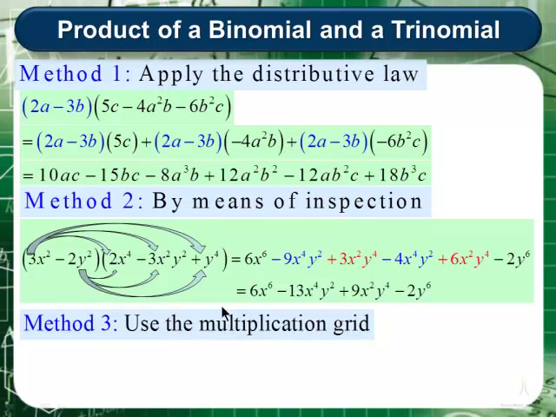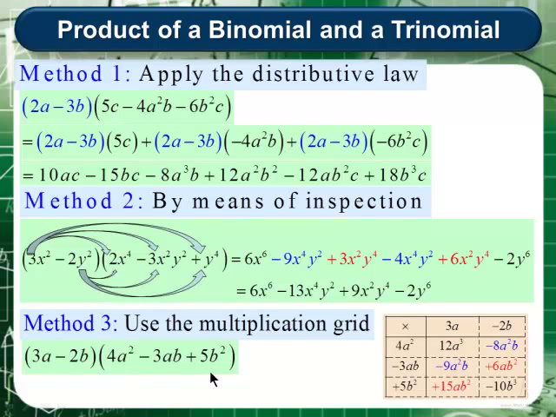In the third example, we may also apply the multiplication grid as before when we multiply a binomial and a trinomial together. So let's have a look at this example of the product of a binomial and a trinomial. In this case, we set up our grid by listing the terms of the left-hand side binomial, 3a and minus 2b, as the first row, and the first column the terms of the right-hand side trinomial as can be seen.